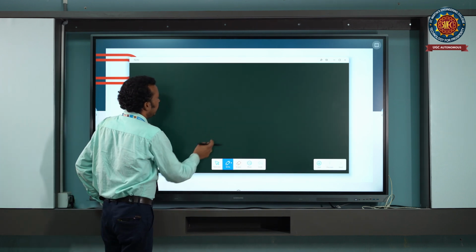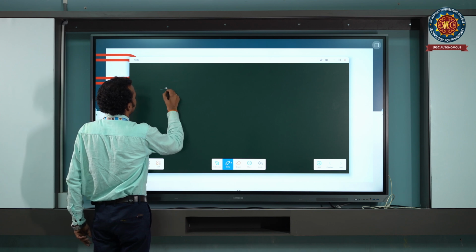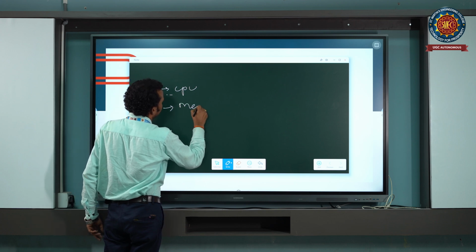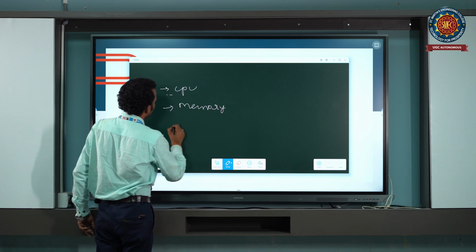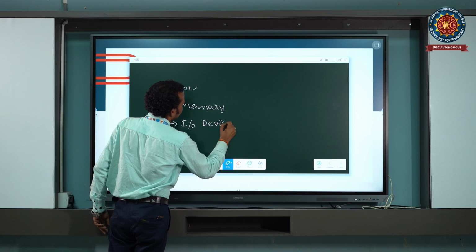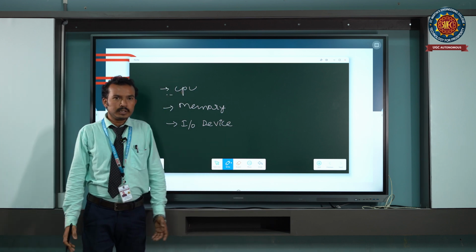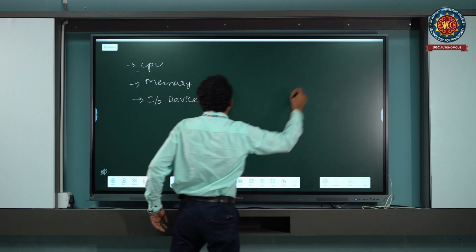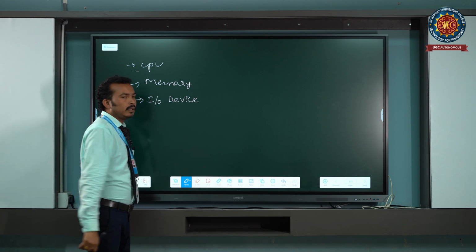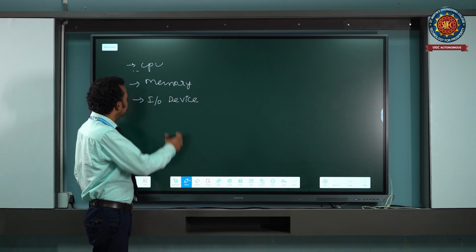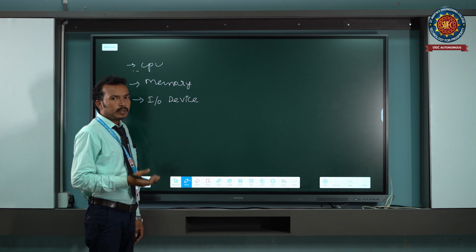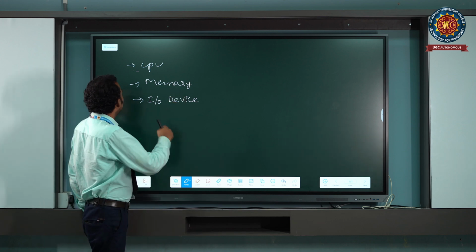Input output devices means keyboard, mouse, printer, scanner, and these all come under the input output devices, and these are the system resources. The operating system provides the interface between the user and the hardware resources. These are the resources.